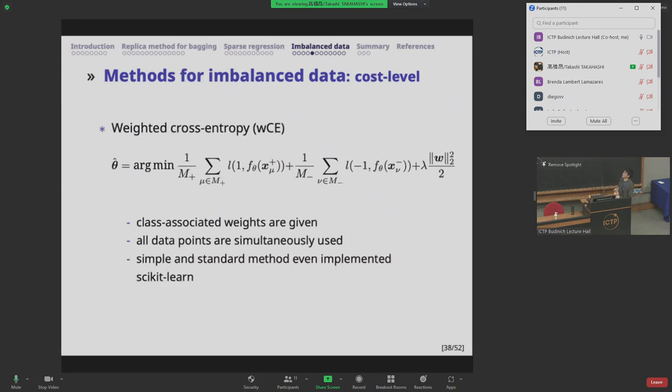There is also another method, which is at the cost level. This is a very simple one among them, which only considers weighted cross entropy, which uses a different weight on each class. Usually, the weight for the minority class is taken to be very large compared to the majority class. In this case, all data points are simultaneously used, so the computation is very easy. You may think of it as a very naive method, but this is very popular and standard, and even implemented in scikit-learn.